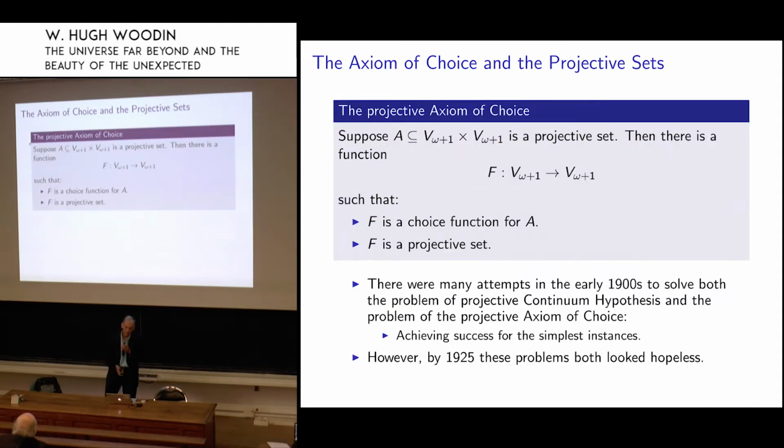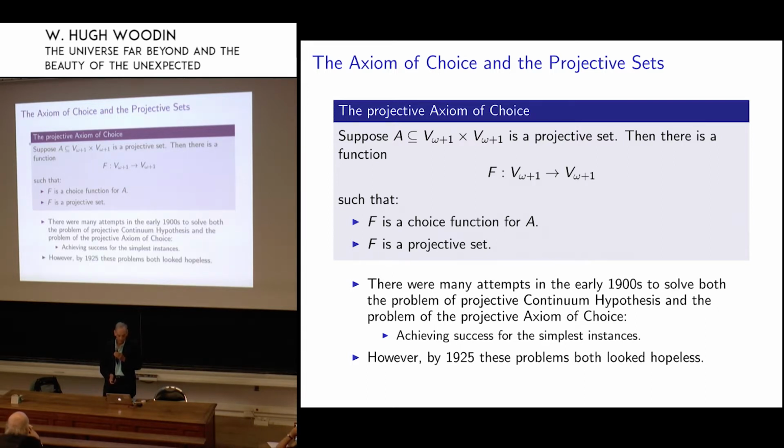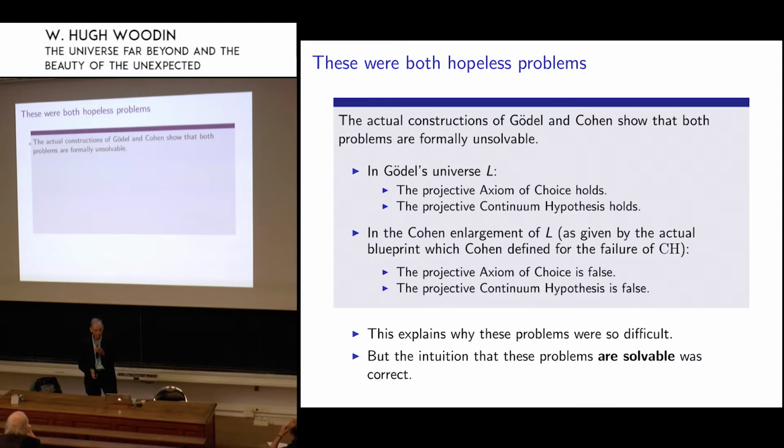Well, we can now localize the axiom of choice to the projective sets and formulate the projective axiom of choice. So if we have a subset of V omega plus 1 cross V omega plus 1, which is a projective set, we assert there is a choice function for it, which is also a projective set. So again, we're just localizing to the projective sets. So there were many attempts in the early 1900s to solve both the problem of the projective continuum hypothesis and the problem of the projective axiom of choice, achieving success for some of the simplest instances. However, by 1925, these problems both looked hopeless. They were hopeless. The actual constructions of Gödel and Cohen show that both problems are unsolvable.